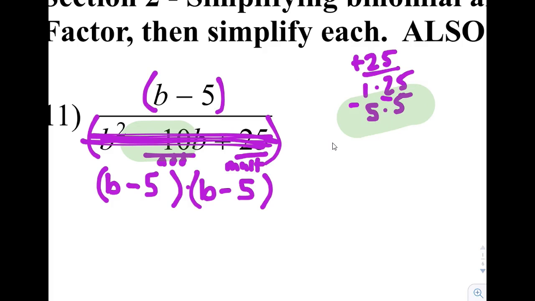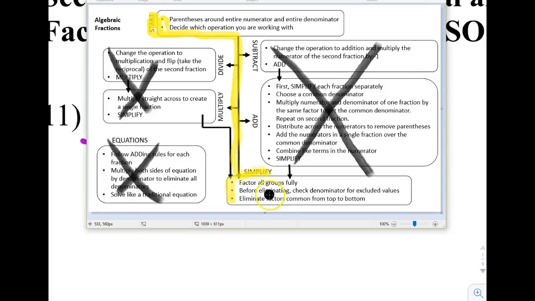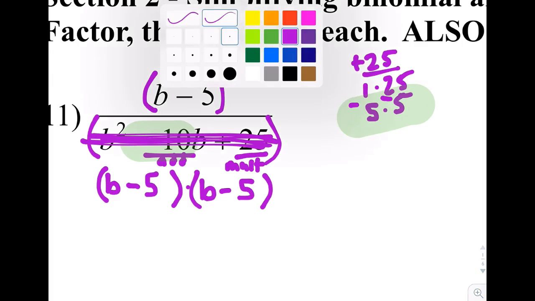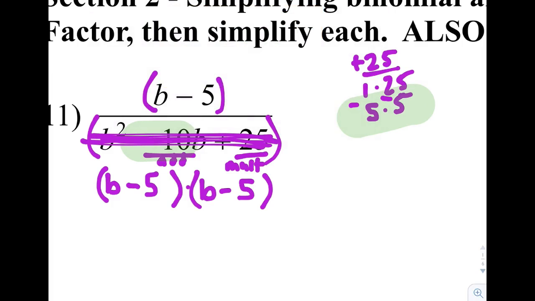So then we go to our next step. We'll go back to our flowchart, even if you feel like you know what to do next. It says, before eliminating, check denominator for excluded values. It's saying, don't get elimination happy yet. Actually check for your excluded values early, because it's easier to do it now. So let's switch to our excluded values and see what we get.